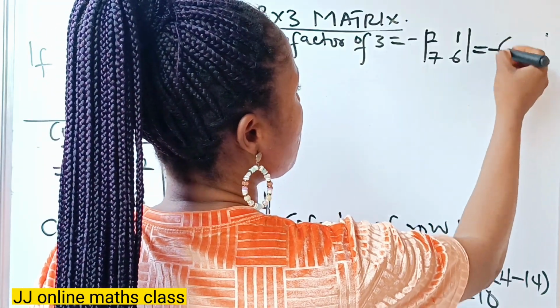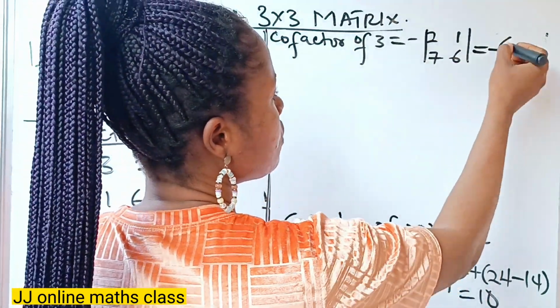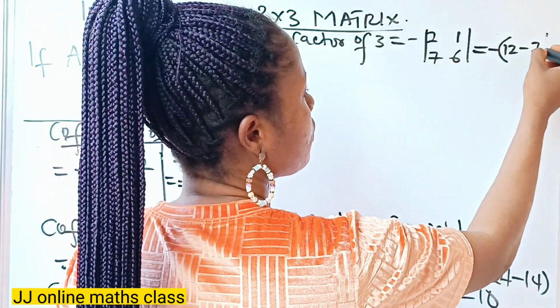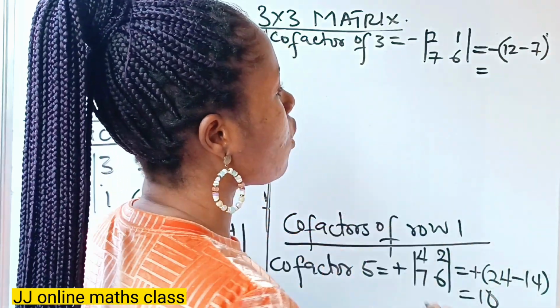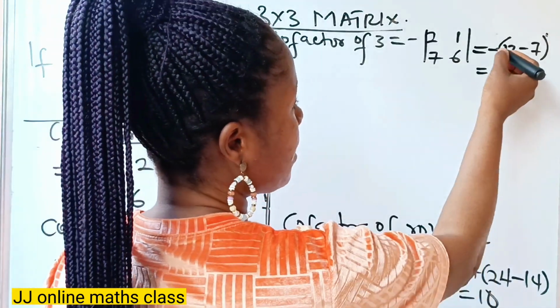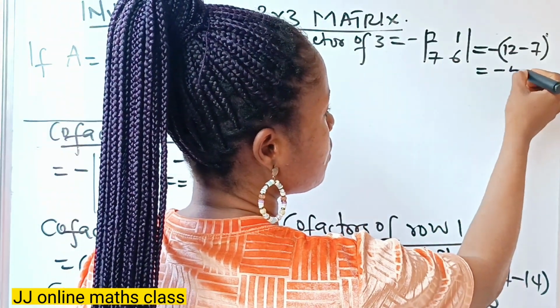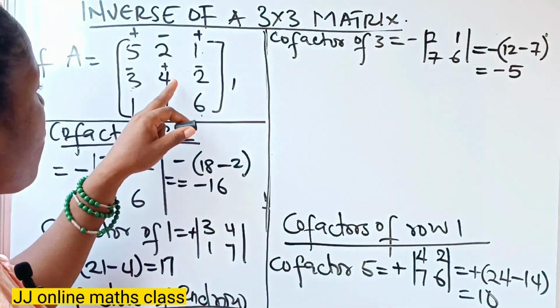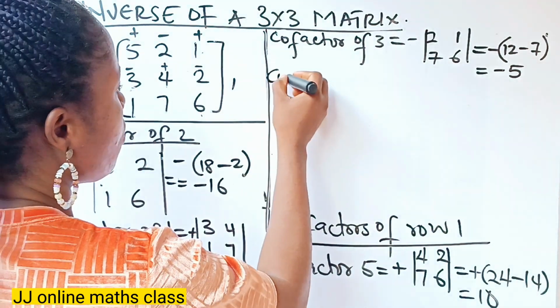So it's going to be minus, we open our bracket, 2 times 6 will give us 12, minus 1 times 7 will give us 7. When you solve this, you are going to have 12 minus 7, 5. But remember that there is a negative sign outside the bracket, so it's going to be minus 5. Now let's go over and get the cofactor of 4.